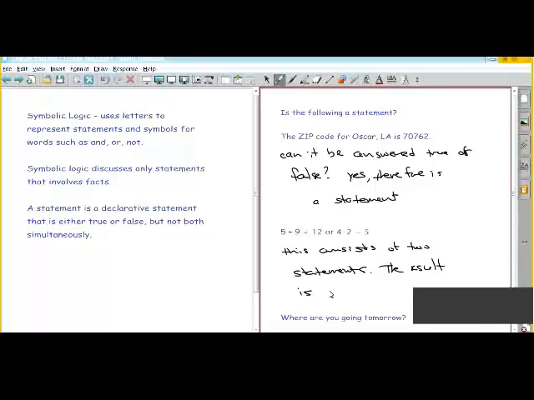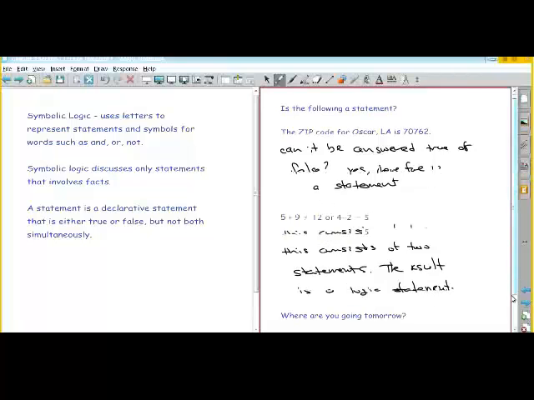So I'll just say the result is a logic statement. It has a special name, which we'll tell you what it is in a second. So if you have parts that are statements, the totality is a statement.